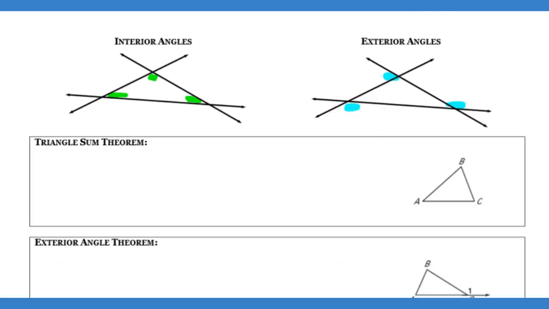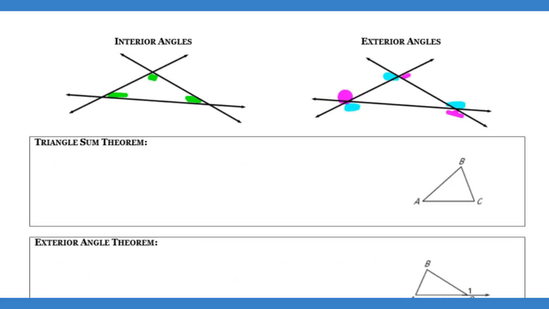There's another set of exterior angles. If I start at the same one, if I extended and looked at this line, then I would have an exterior angle here and an exterior angle here, and an exterior angle right here.